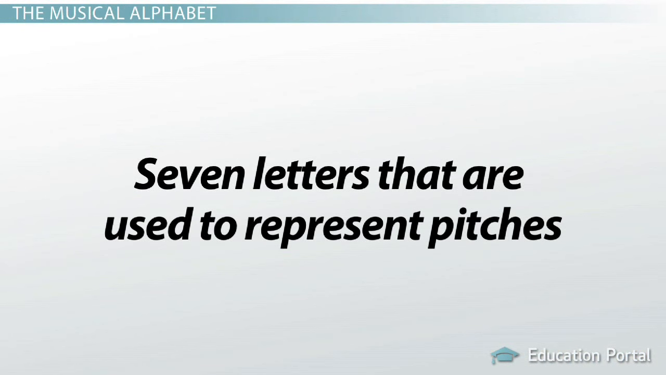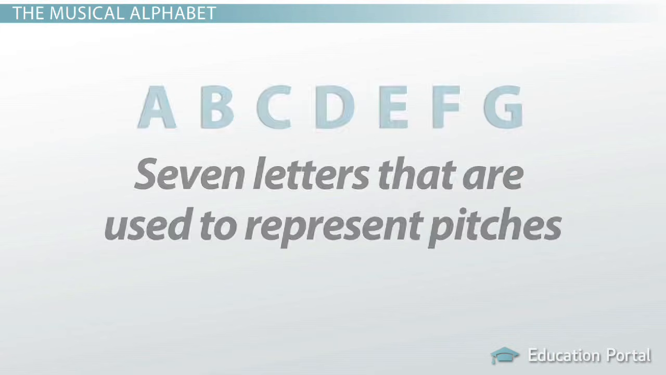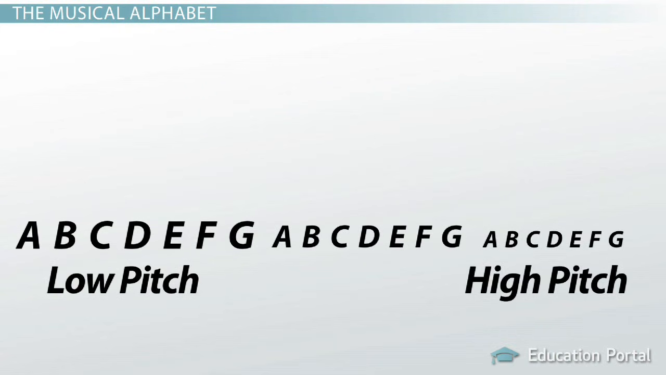In our current music system, there are 7 letters that are used to represent pitches. These letters are A, B, C, D, E, F, and G. The pitches repeat at higher or lower intervals and always retain the same letter.